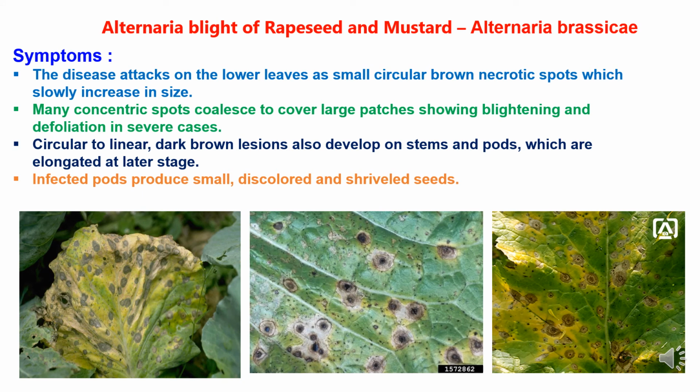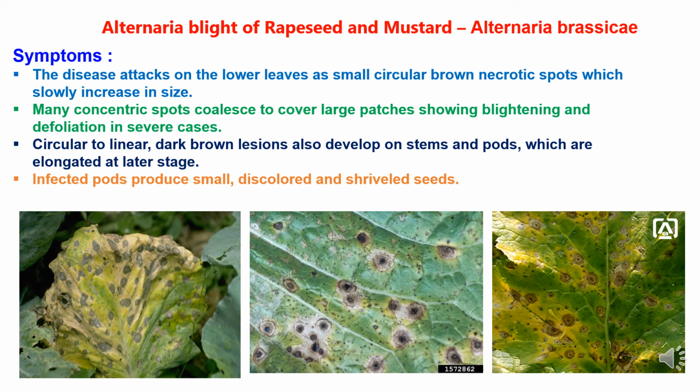Now, diseases of rapeseed and mustard crop. First one is Alternaria blight of rapeseed and mustard, which is caused by the fungus Alternaria brassicae. In symptoms, the disease attacks the lower leaves as small circular brown necrotic spots which slowly increase in size. Many concentric spots coalesce to cover large patches showing blighting and defoliation in severe cases.